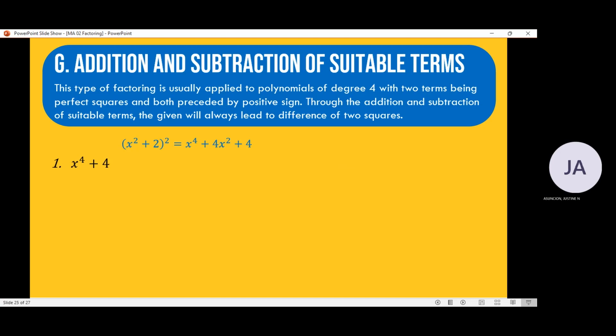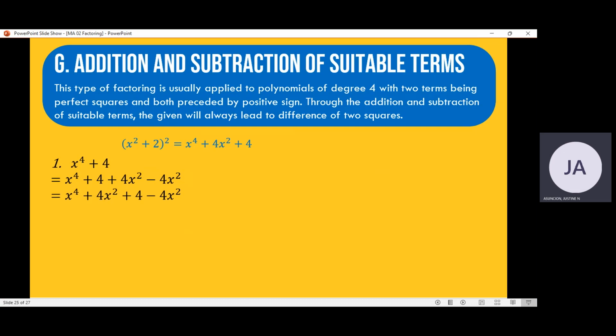So now, add 4x squared and we subtract 4x squared. So x raised to 4 plus 4 plus 4x squared minus 4x squared, right? So as you can see now, x raised to 4 plus 4x squared can be expressed as quantity x squared plus 2 squared, right? And then negative 4x squared can be expressed as minus the quantity of 2x squared.